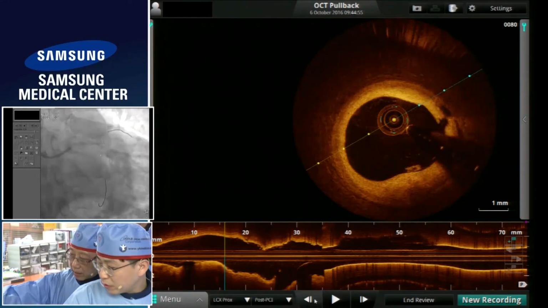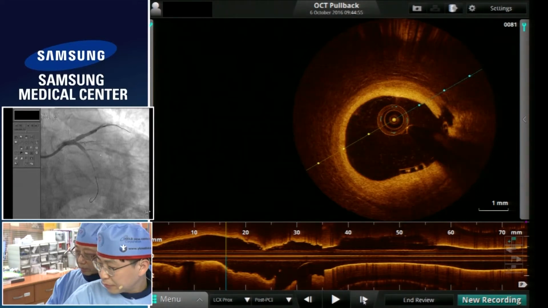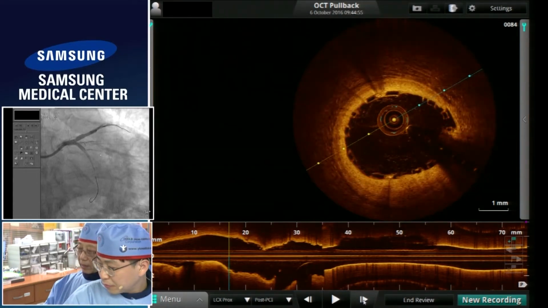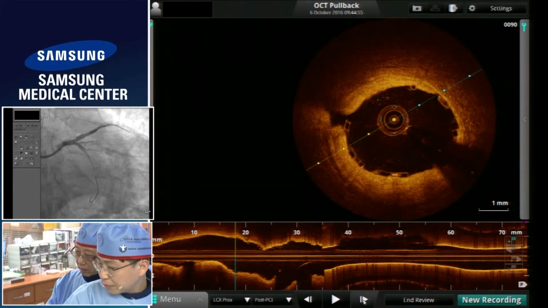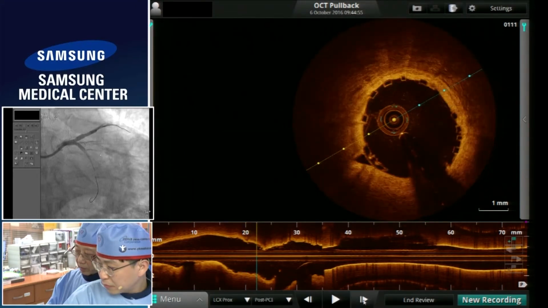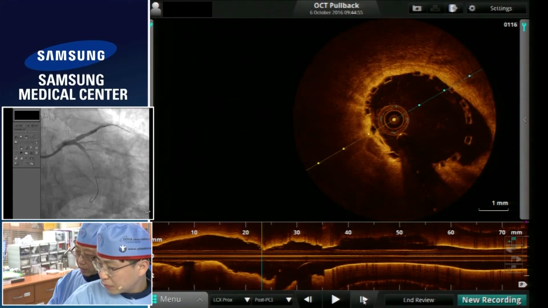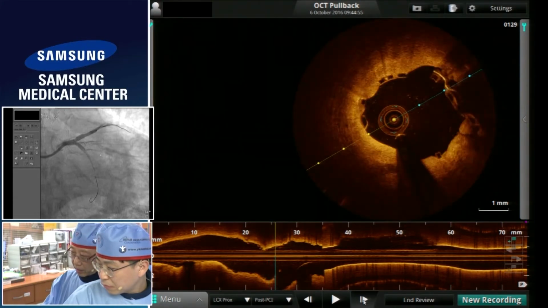See, between 2 and 3 o'clock, but this is acceptable. Can we go upstream? The BVS is well expanded and well opposed. Faster. Well opposed, and the vessel looks quite concentric. Go faster. There are some calcifications here. And now here we have the bifurcation.